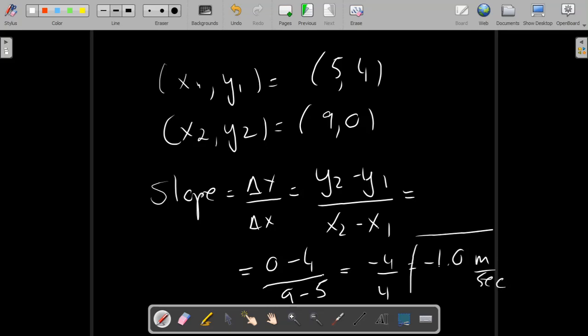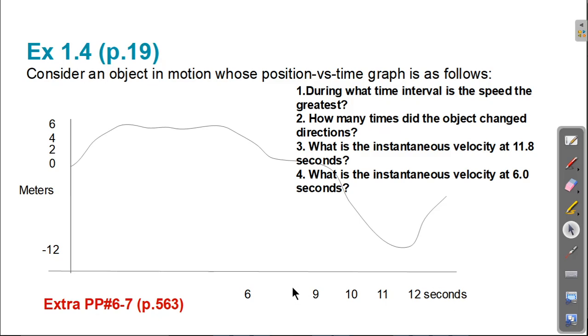My slope is negative. What does it mean to be negative? It's a vector. That just means that you were going down. Let's go back and see if that's true. Yeah, at that point, you were going down. And that's all it means to be a negative number. So your answer for number 4 was minus 1.0 meters per second.